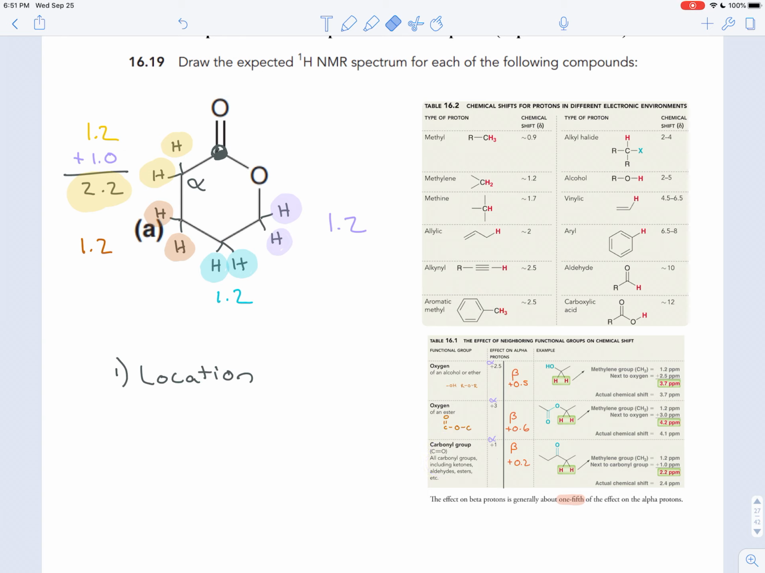Next, the brown ones. Those are beta to the carbonyl. So again, you have that carbonyl there. We saw where alpha was, and one further away, that's beta. If you are beta to a carbonyl, as you can see here, you add 0.2. That adds that to the shift. And so total, you'd expect to find that peak at around 1.4.